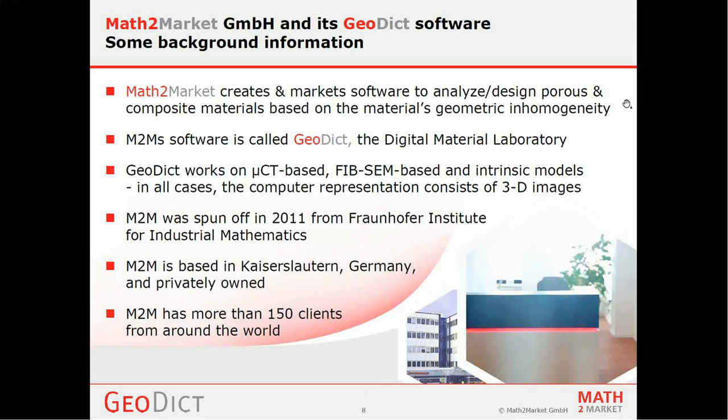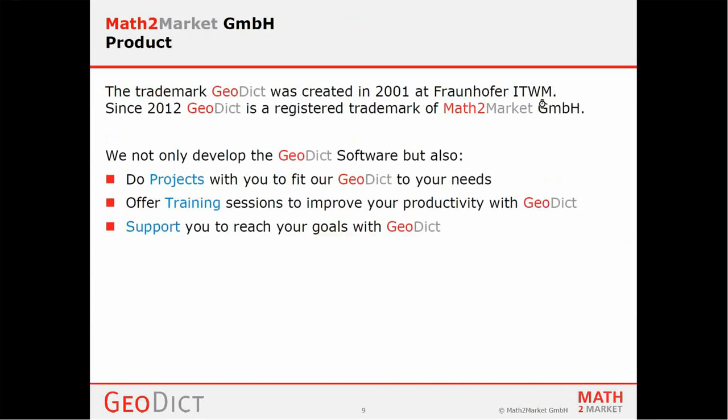We are spun off from the Fraunhofer Institute. We are based in Kaiserslautern. We have more than 150 clients worldwide. As said, we are spun off from the Fraunhofer, and we closely cooperate with them, so our solvers are scientifically proven. We not only provide our software, but we also offer trainings, projects, and support. So you are not on your own if you want to use GeoDict.